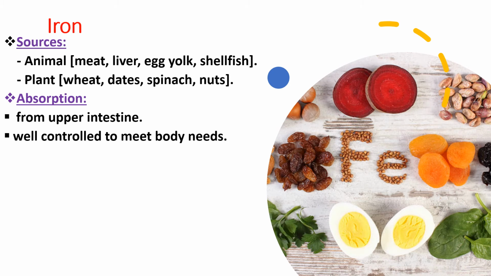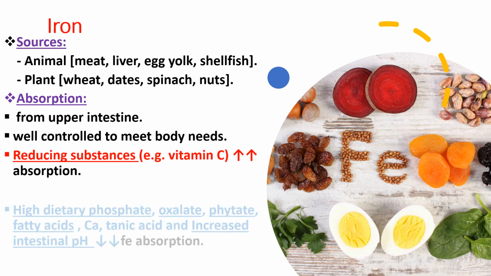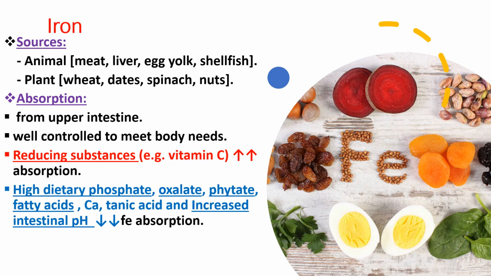Iron is present in both animal and plant sources: in meat, liver, egg yolk, Spanish nuts, and dates. The absorption of iron occurs in the upper small intestine. It is well controlled to meet the body's needs, so iron absorption occurs according to the body's requirements. If there is more iron in the intestine, the body will absorb only iron according to its needs, and the remaining amount will be excreted in stools.